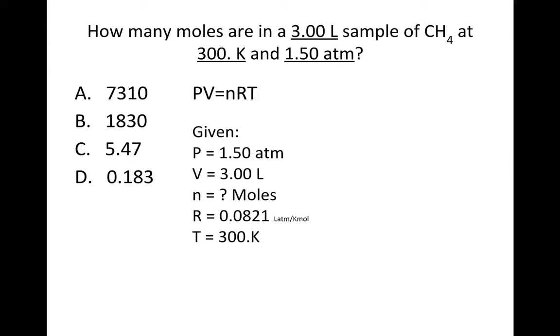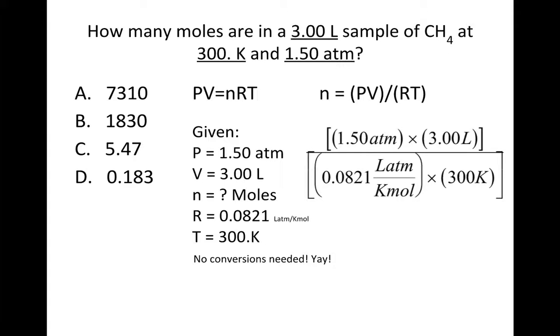Since I'm looking for moles, I need to undo this multiplication. I have n multiplied by R multiplied by T. I want n by itself, so I'm going to divide both sides by R times T. So PV divided by RT is equal to n. And so I put it all in. I'm going to multiply first 1.50 atmospheres times 3 liters, divided by my universal gas constant 0.0821 liters atmospheres over Kelvin moles times 300 kelvins.